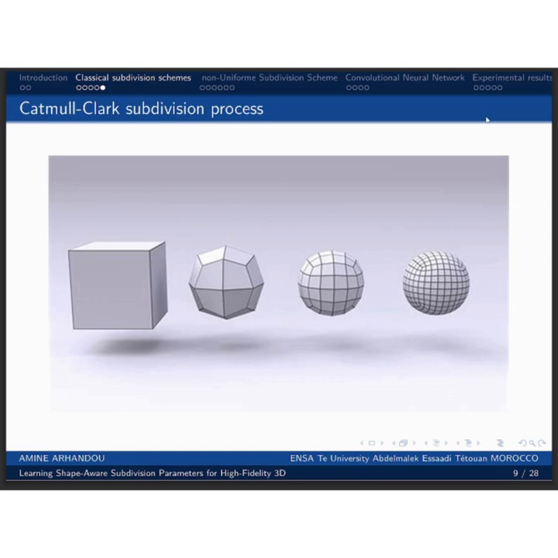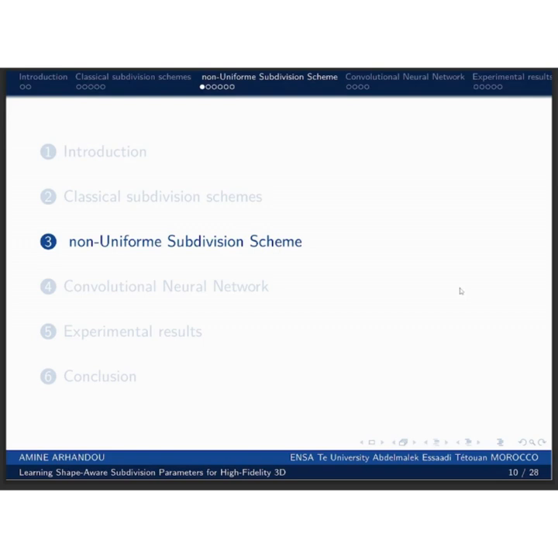In this figure, we represent the Catmull-Clark subdivision process. We start with the cube, plus a subdivision to have this form. We move now to non-uniform subdivision schemes.